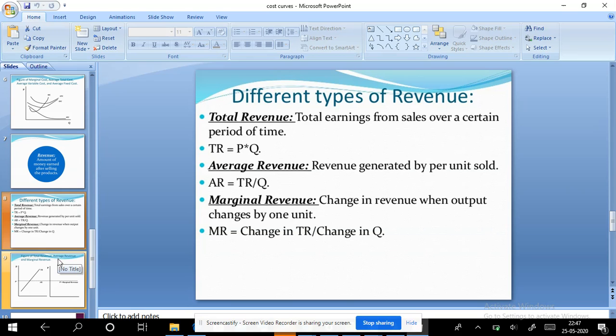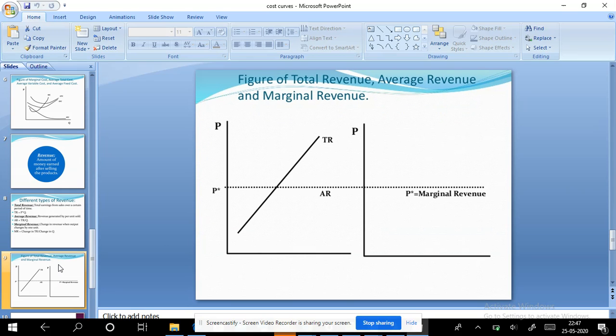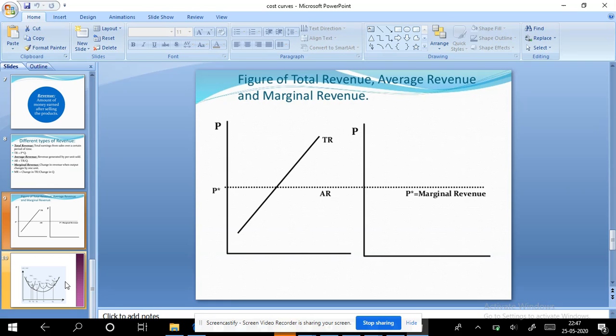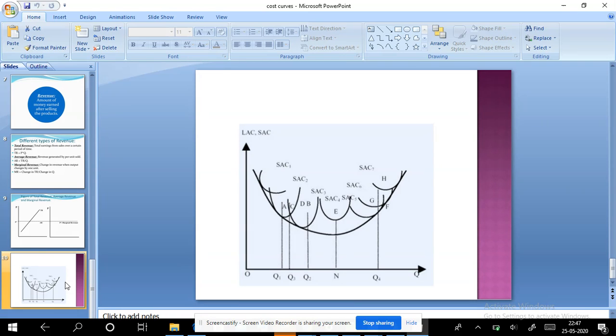Here, these are the different revenue curves. In this diagram, we see that TR is an upward sloping curve, and the AR and MR curves are both horizontal to the x-axis. That means price, marginal revenue, and average revenue, all three are horizontal curves. And in the last graph, we see the long run average cost curve.